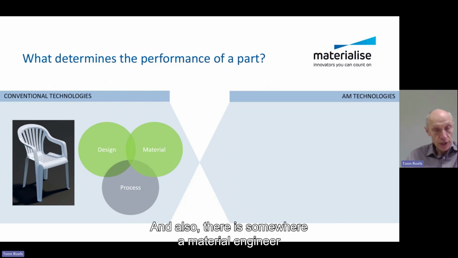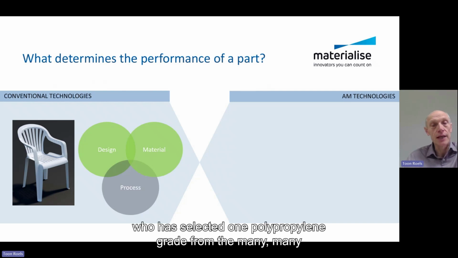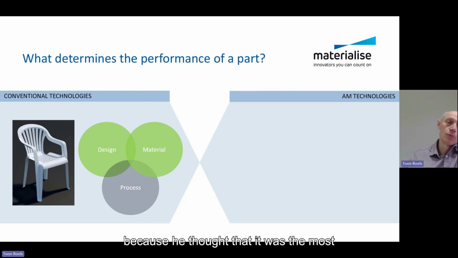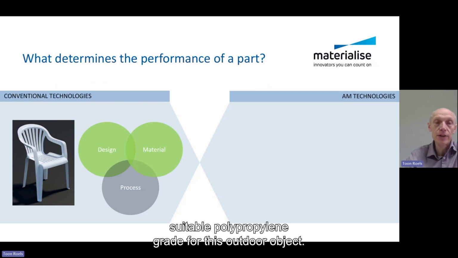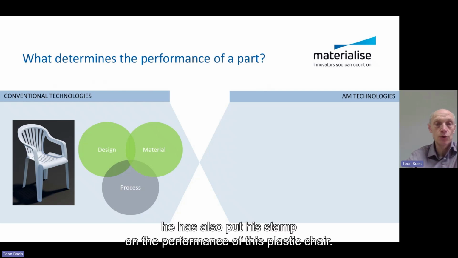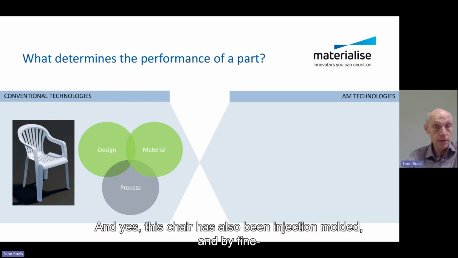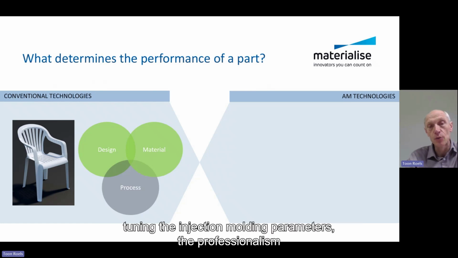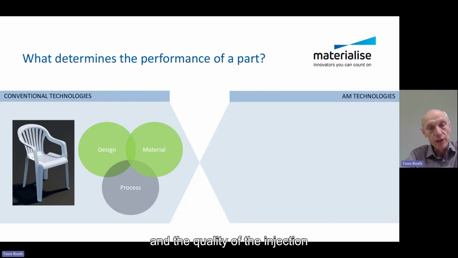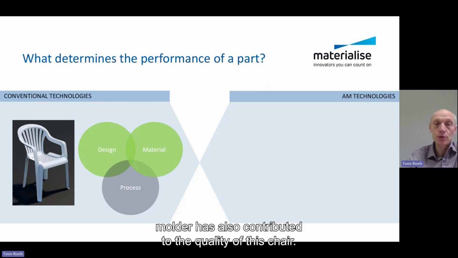And also, there is somewhere a material engineer who has selected one polypropylene grade from the many because he thought that was the most suitable polypropylene grade for this outdoor object. And by doing so, he has also put his stamp on the performance of this plastic chair. And yes, this chair has also been injection molded, and by fine-tuning the injection molding parameters, the professionalism and the quality of the injection molder has also contributed to the quality of this chair.